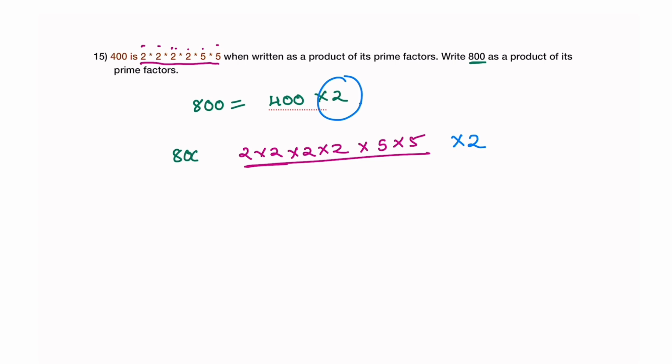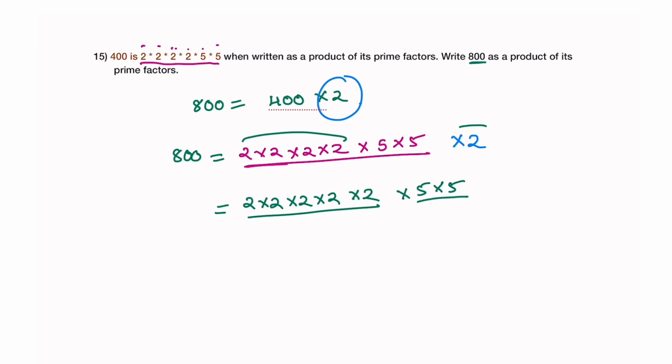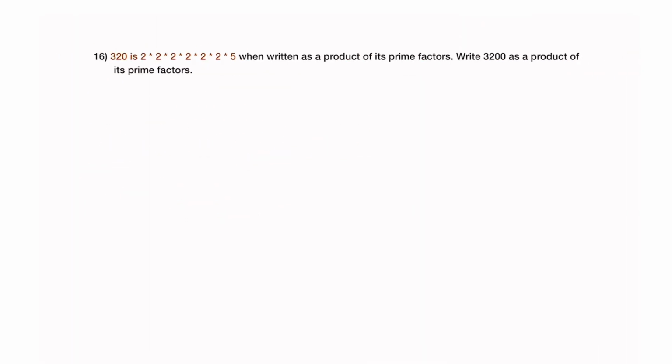So 800 is this. Okay, and if you want to rearrange, because these are 4 and that's 1, right? So we say 2 times 2 times 2 times 2 times 2. So we have 5 times now, right? And then 5 times 5, that's 800. Smart, yeah? Let's go to the next one.